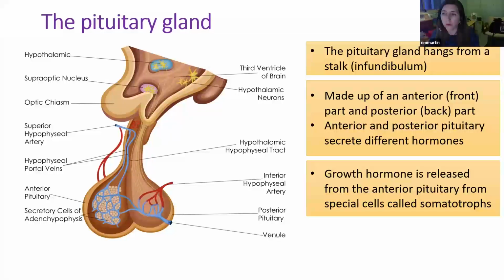And growth hormone is released from the anterior pituitary, so that front part of the pituitary gland, from some special cells called somatotrophs.